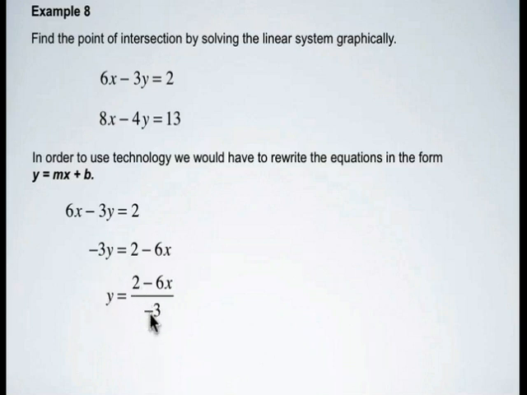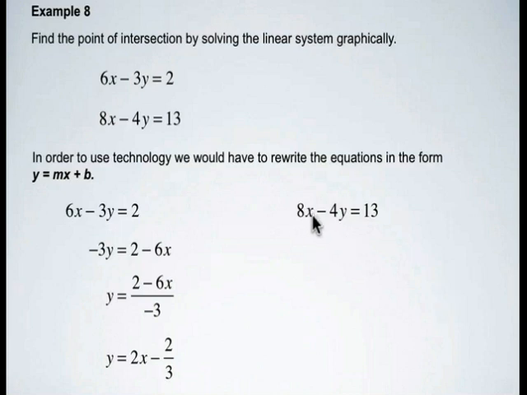And if we divide the right side by negative 3, we're going to now simplify, and negative 6x divided by negative 3 is positive 2x, and 2 divided by negative 3 we can write as minus 2 over 3. So that's the first equation solved in y equals mx plus b form. So now what we have to do is solve for y in our second equation.